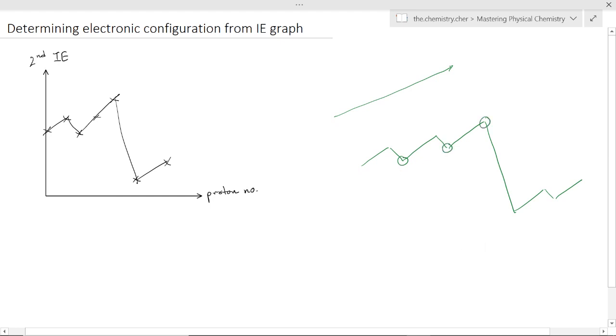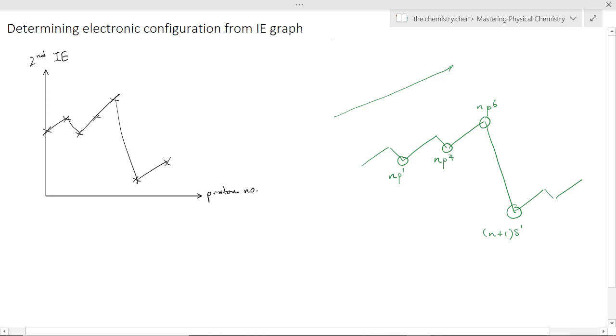So this is where P1 occurs. This is where P4 occurs. This is where P6 occurs. Then this is the next shell, where you have your S1. So I will call this NP1, NP4, NP6, and this will be N plus 1 S1.